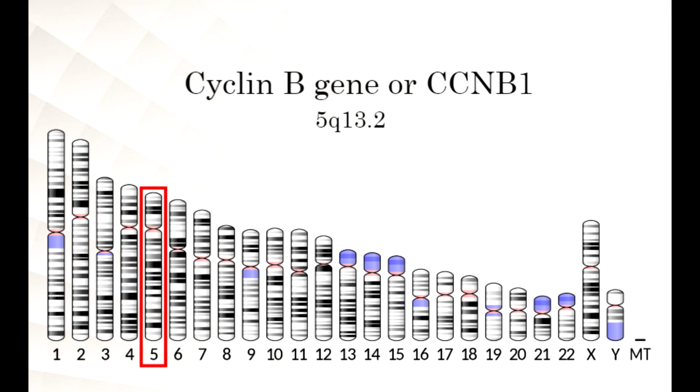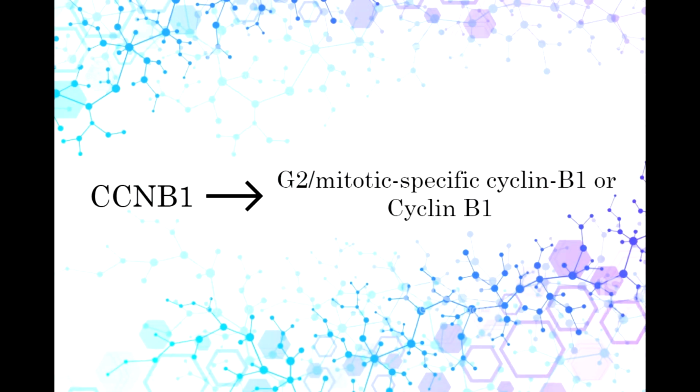Cyclin B gene, or CCNB1, is a gene found in chromosome 5. Its exact location is 5q13.2, the Q meaning that it's located in the longer arm of the chromosome. This gene encodes for the whole protein G2 mitotic specific cyclin B1, also known as cyclin B1, but there are other genes which encode for other types of cyclin proteins.